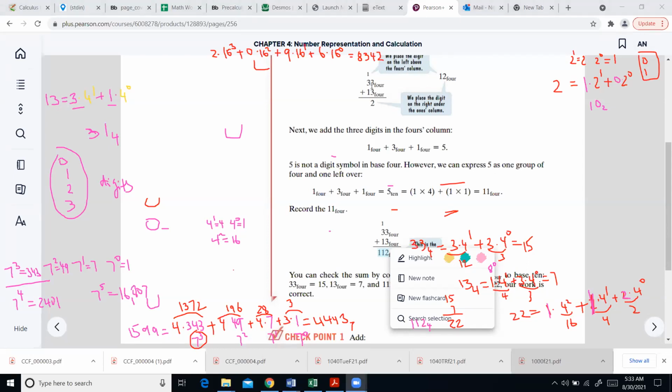So how do they do this? Well, they add 2 3s, and that's 6. But there is no such thing as 6 in base 4, right? So in base 4, we have only digits. I think I should clean this a little bit. It's too much mess.